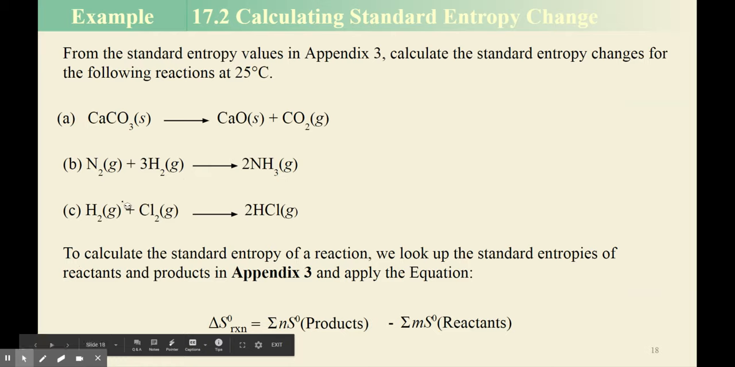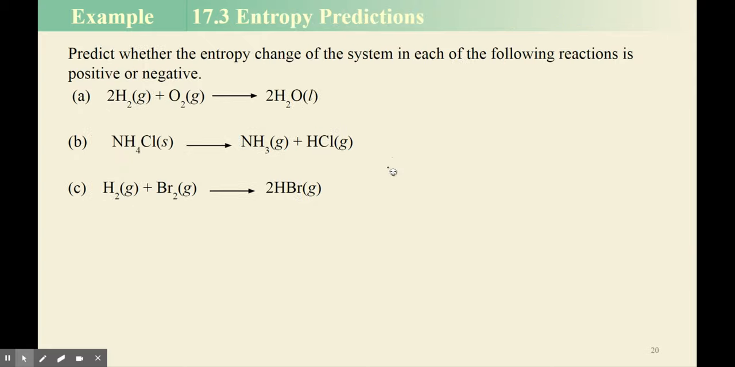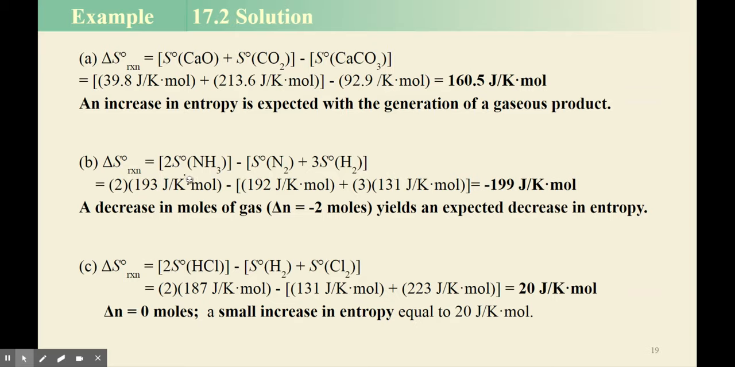Okay, for B, nitrogen and hydrogen making ammonia, same thing. You go up and look up the value for NH3, but you're going to multiply that value by 2. And then you subtract the value for hydrogen times 3, and you subtract nitrogen times 1. And so if we do that, here we have ammonia, 2 times 193, because 2 is its coefficient. Then we have nitrogen's value. We have hydrogen's value times 3, because its coefficient was 3.